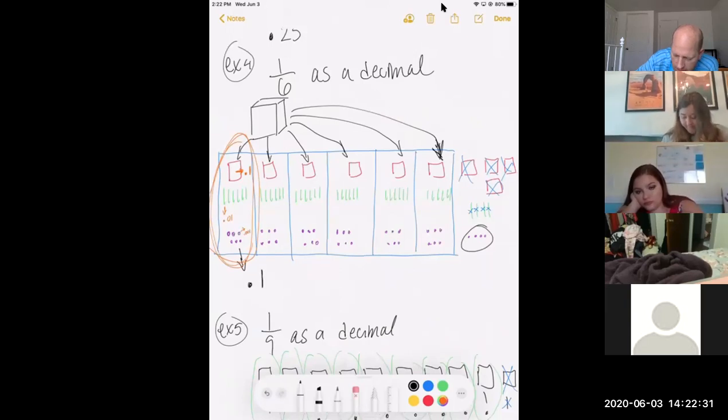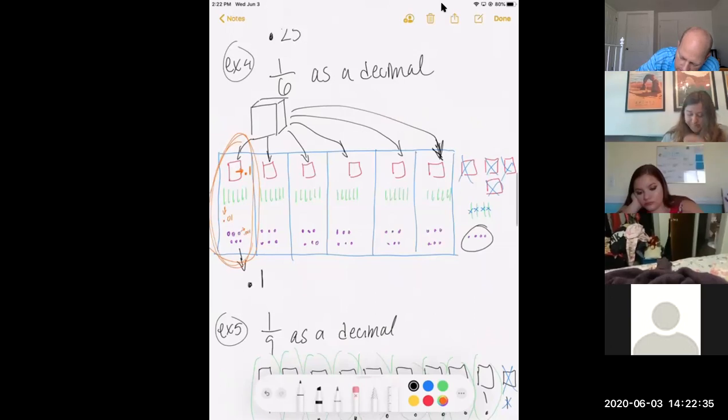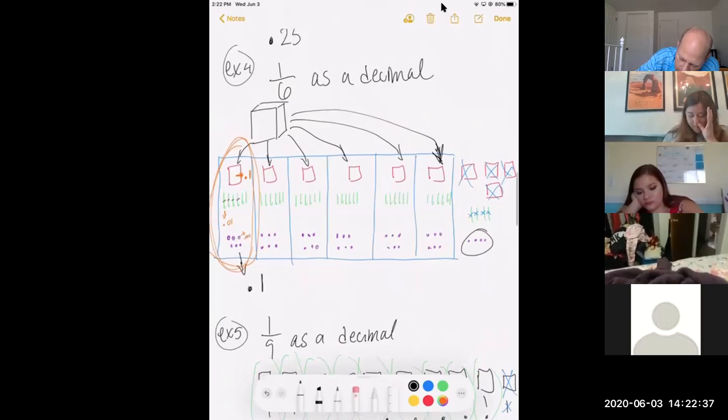I'm adding on the number of hundredths, which are the rods, and there's 6 of those. 1, 2, 3, 4, 5, 6. So I put the 6 in the hundredths place. And so the rod is concrete, the stick is pictorial, the number 6 is abstract. So it takes a little bit to make those connections, but you got a good base here.